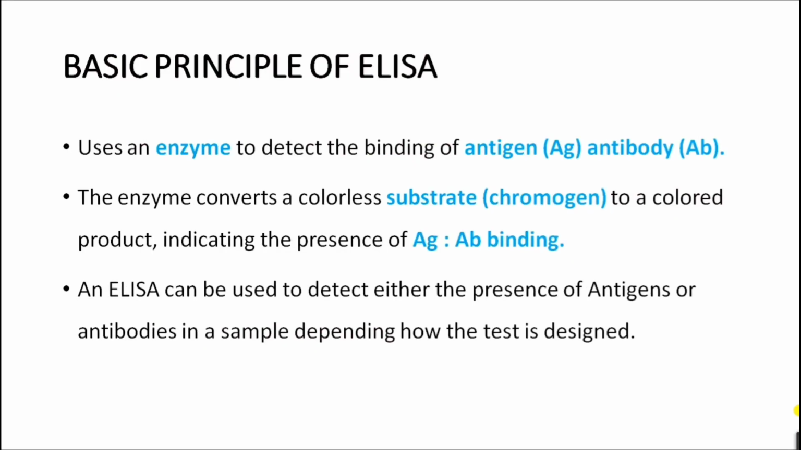The basic principle of ELISA: it uses an enzyme to detect the binding of an antigen and antibody in a solution. The enzyme converts a colorless substrate, which is commonly called a chromogen, to a colored end product indicating the presence of antigen antibody reaction. An ELISA can be used to detect either the presence of antigens or antibody in a sample depending on the test which is designed. If you want to detect an antigen of interest from the patient sample, your test kit would be labeled with an antibody and vice versa.